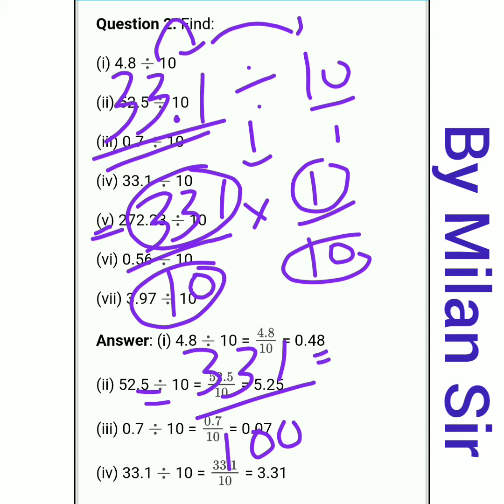Now in the denominator we have two zeros, so in the numerator before two digits we need to put a decimal point. This is our first digit, this is our second digit, so before two digits we need to put the decimal point.